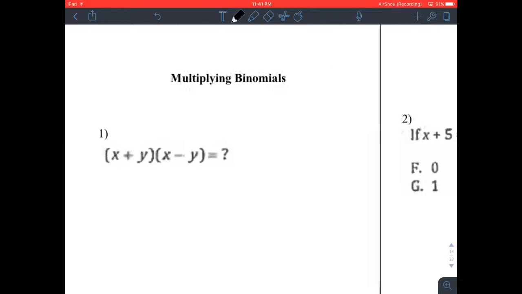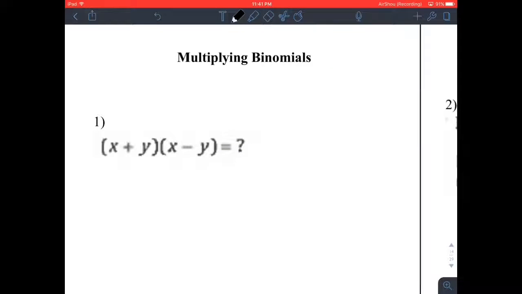Multiplying binomials. Essentially, that's using the distributive property twice. You're going to multiply every term in the first parentheses times every term in the second parentheses. Some people call it the FOIL method. It's an acronym. It's kind of weak sauce in my opinion. So let's just go through this.